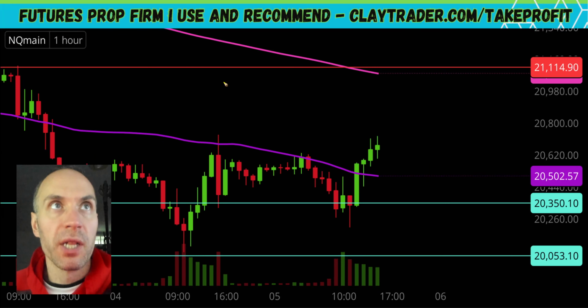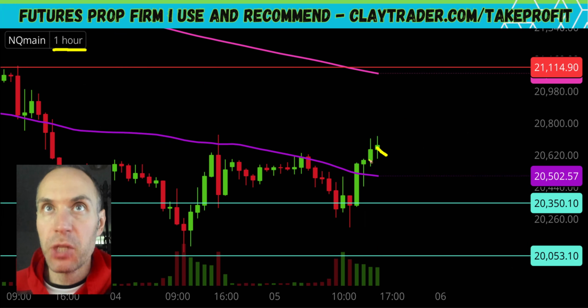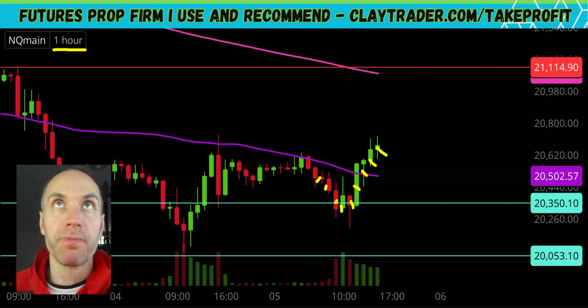First off, one quick clarification, and that is I'll be using the 1 hour time frame. So if you're new to charts, what that means is each one of these candlesticks, as they're called, represents 1 hour worth of price action. So keep that in mind.